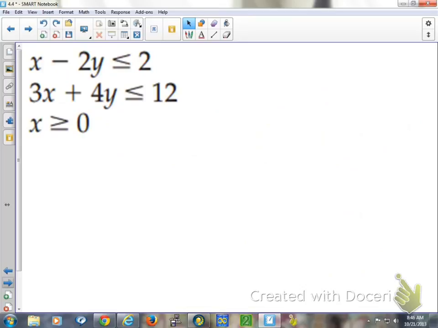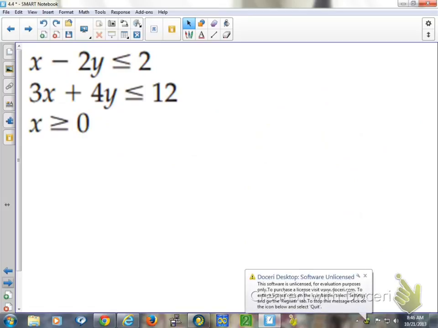All right, let's look at this one. First things first, you need to solve what you can for y. Can we solve for y first? Yes, solve for y.